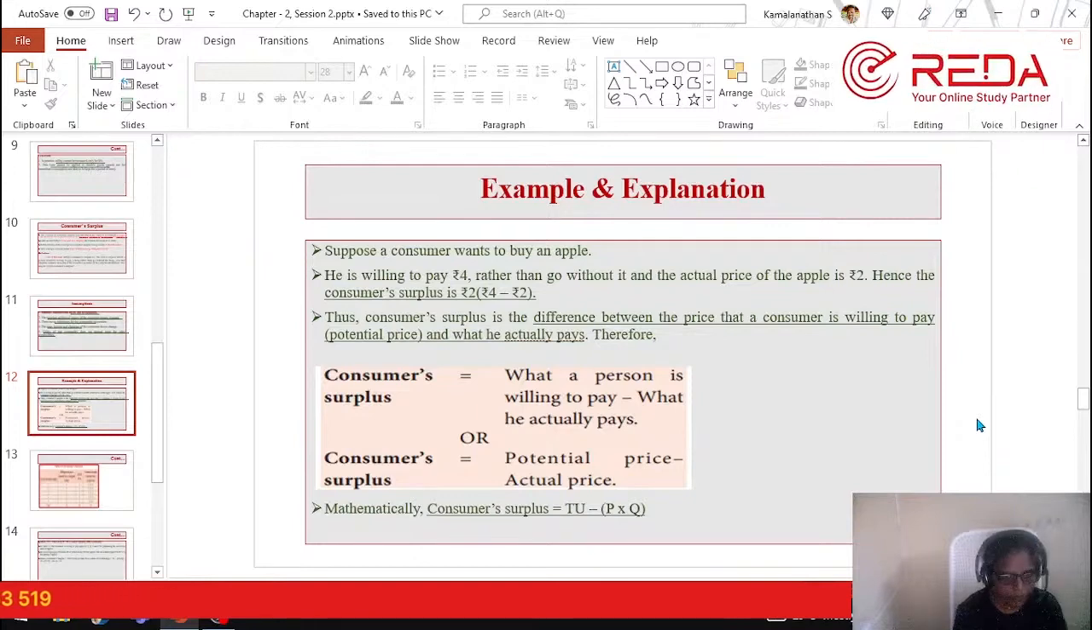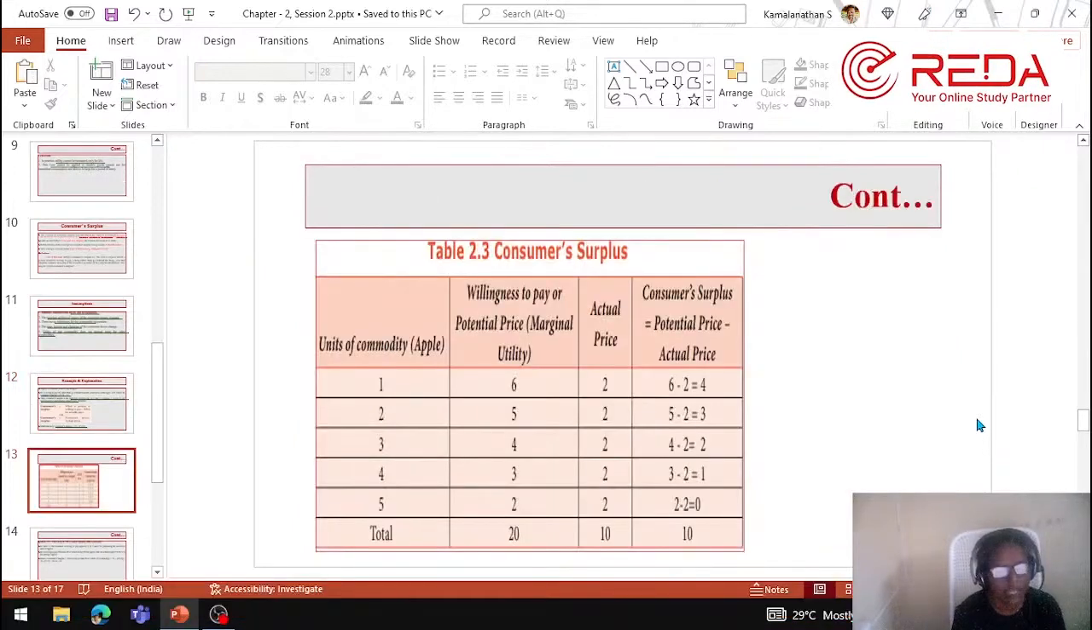Now we are going to see the same concept with the help of a tabular column, and a diagram also we will see. You see, this is the tabular column where we are taking the units of commodity. Then the second column is willingness to pay or potential price. The third one is actual price, and then the consumer surplus. By seeing the tabular column, it's very easy for you.